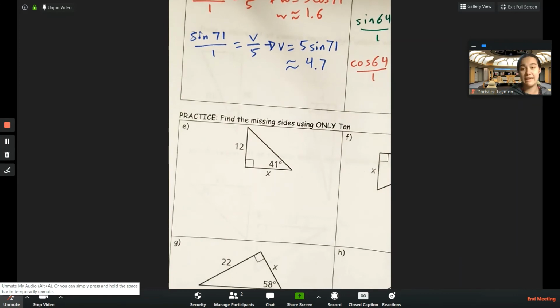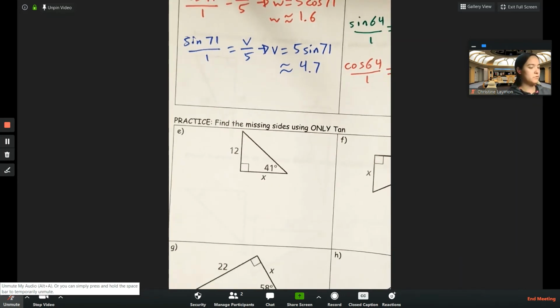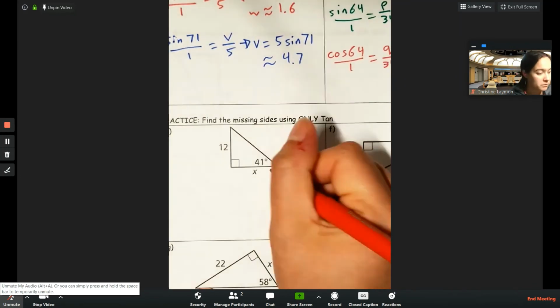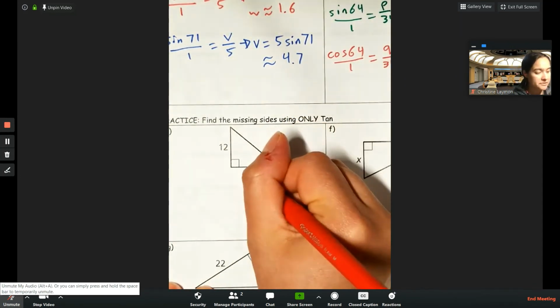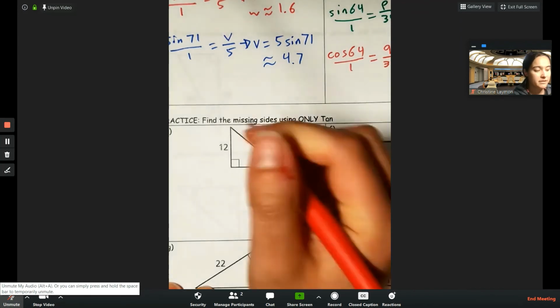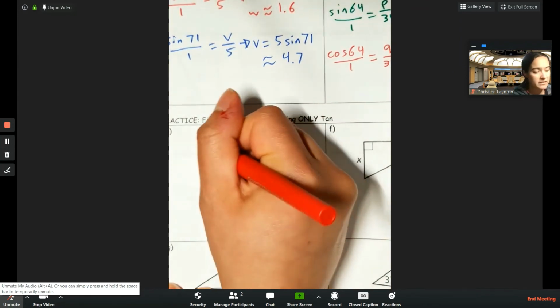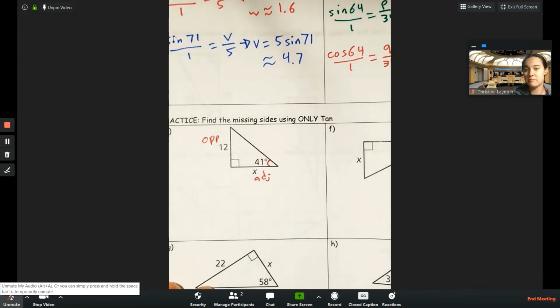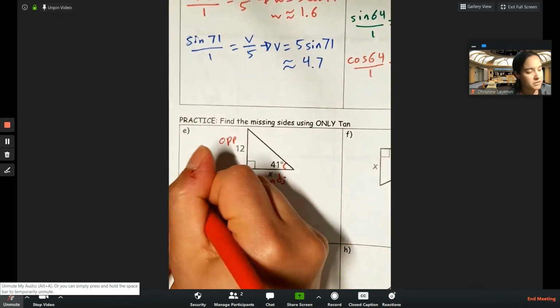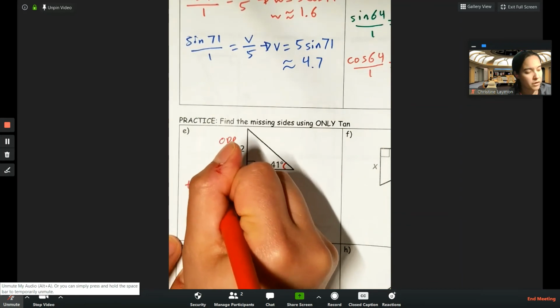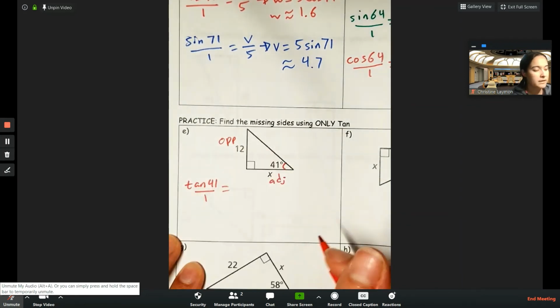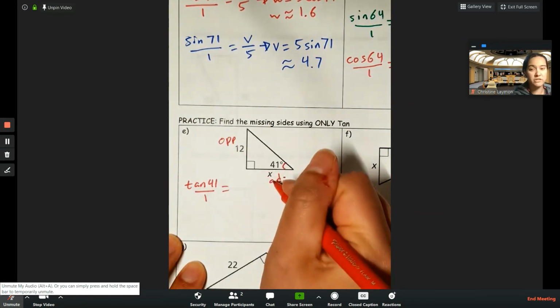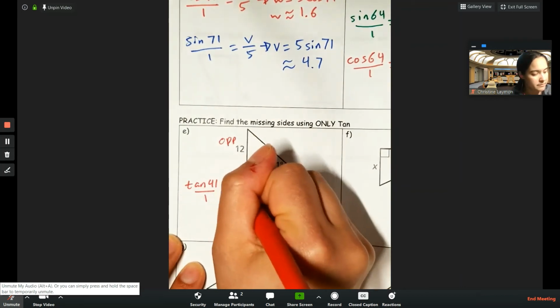For the tan version, I'm looking at E through H. Okay, so I am starting at my angle of 41. X is my adjacent. Go straight across. 12 is my opposite. Here's the hypotenuse, but I don't have to use it in this question. So I'm starting with the tangent of 41 over 1 equals opposite over adjacent, 12 over x.